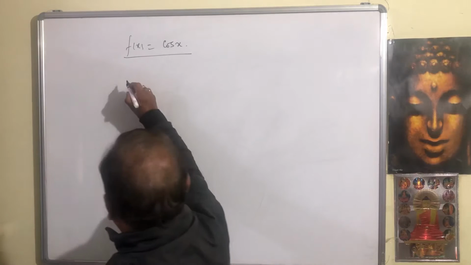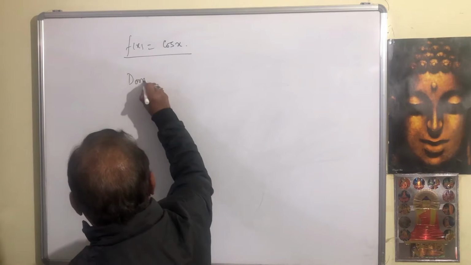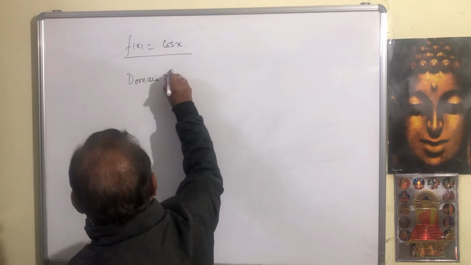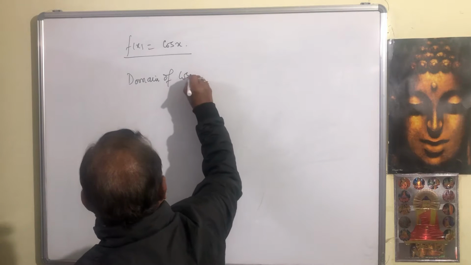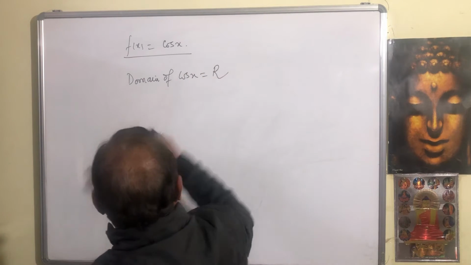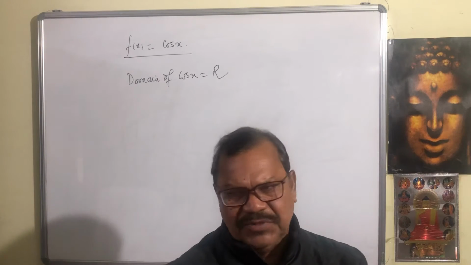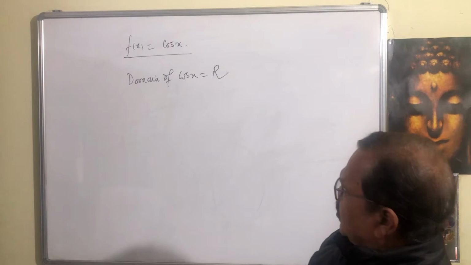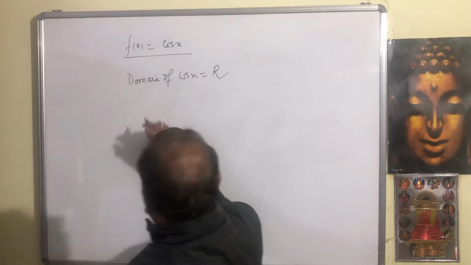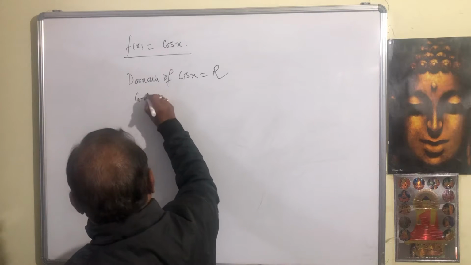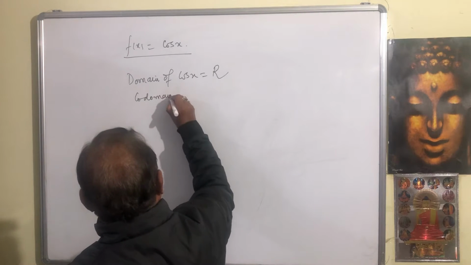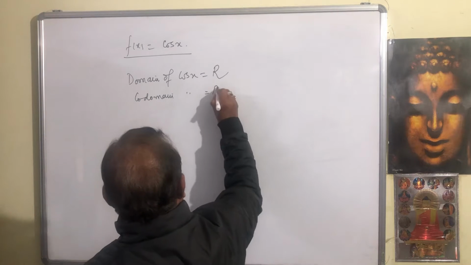So, domain of cos x is the set of all real numbers, because it exists for all values of x and gives a value. Domain of cos x is the set of all real numbers. Codomain of cos x is also the set of all real numbers.